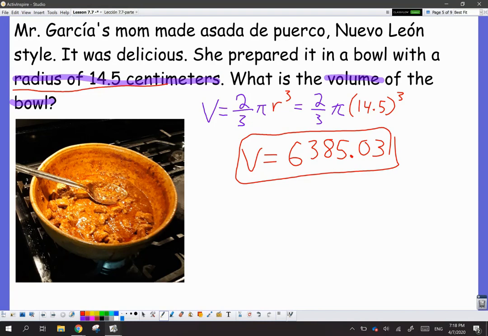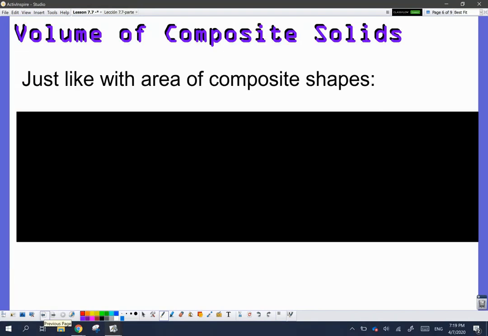All right. So let's move on to the next part. The volume of composite solids. So composite shapes, remember that these are bigger shapes made up of two or more smaller, more familiar shapes that we have. Solids is just a 3D counterpart to composite area. And just like area of composite shapes, there are 3 steps that we're going to apply here.